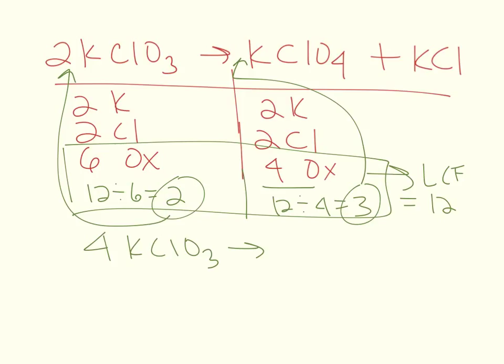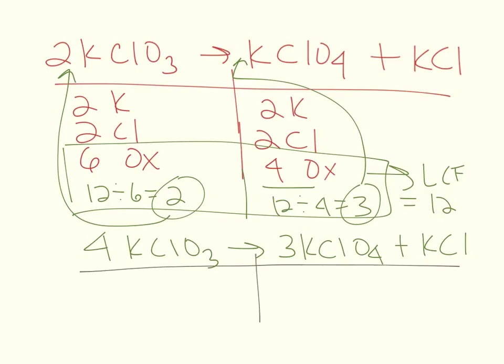The reason why we are not adding it in front of the KCl on the product side is that we've established that we've balanced potassium and chlorine. Now our focus is oxygen. So the only product that has oxygen on the right hand side is the KClO4. So that will become 3 KClO4 plus KCl.